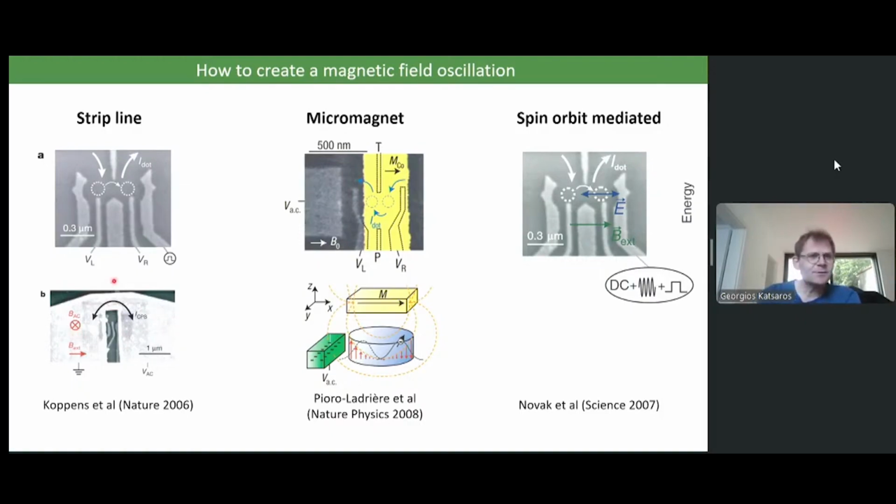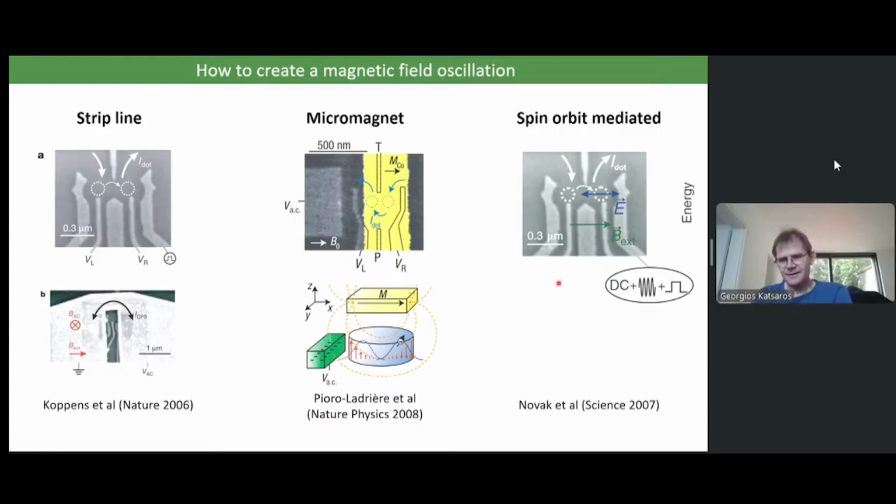While this work is beautiful, a challenge is how do you create local magnetic fields, because obviously creating local magnetic fields which would influence just this dot and not the other is a challenging thing. Another trend in the community, which was developed later on by Pioro-Ladrière, was to use micromagnets, which create stray magnetic fields. And here the idea is that if you then move your spin within the gradient of the magnetic field, this is equivalent to having an AC magnetic field.